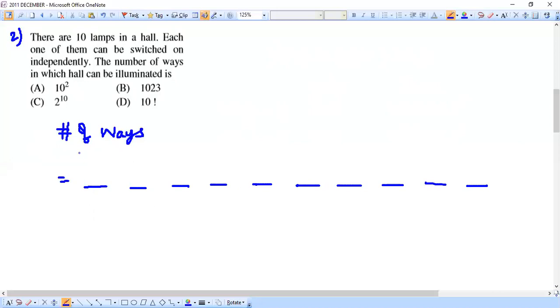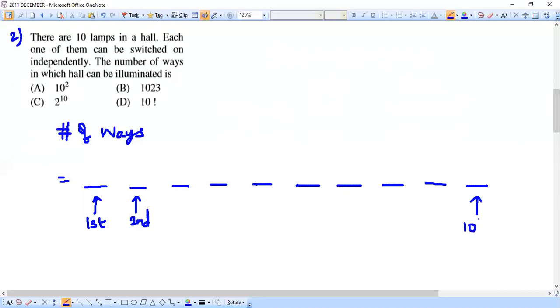Yes. So how many ways can we light it? How many ways can we illuminate the hall? That's all. The question is very simple. Now we have to see each of these slots has one lamp. So this is one lamp. This is the first lamp. The second slot where we have drawn, this is the second lamp. This is the third lamp, and so on up to this one is the last, 10th lamp.